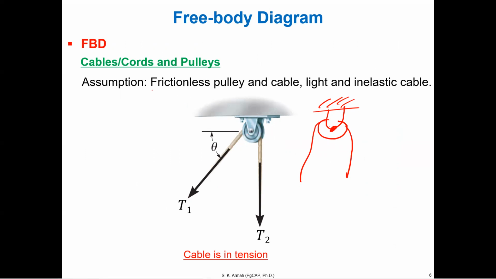If we say the pulley is frictionless, or there's no friction, then if the tension on this side is T1 and the tension on this side is T2, T1 is equal to T2. In other words, the rope or cable is free to move.